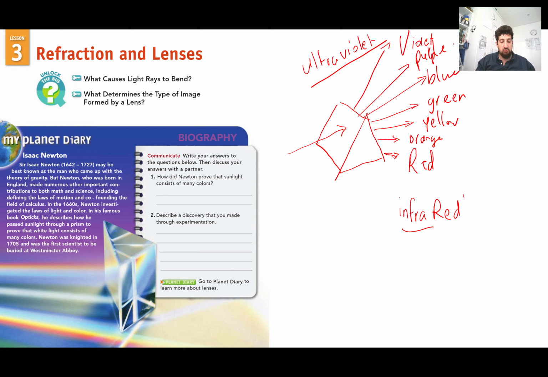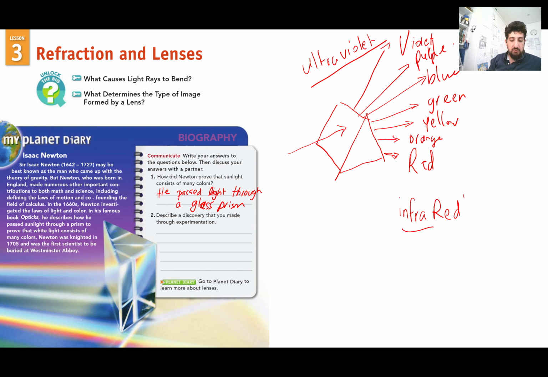Let's look at the questions. How did Newton prove that sunlight consists of many colors? He passed light through a prism. That's what he did. So we're going to write that in: he passed light through a glass prism.